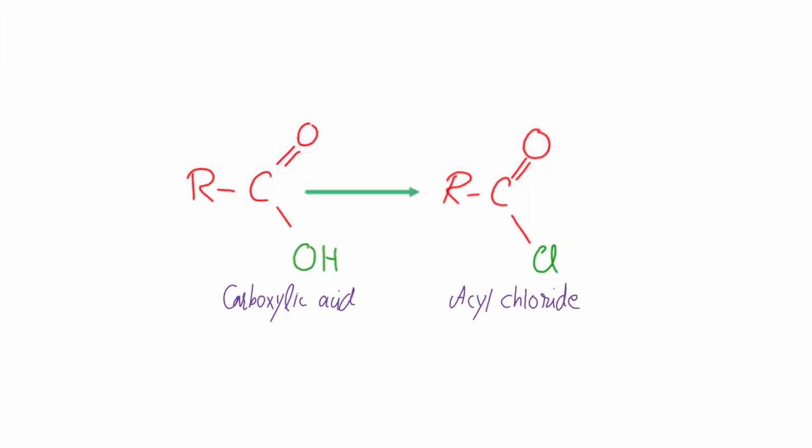Look at the structure. RCOOH, carboxylic acid. Look, we have replaced OH by chlorine. So basically, this is called acyl chloride. So you have to copy this. Carboxylic acid derivative logic.